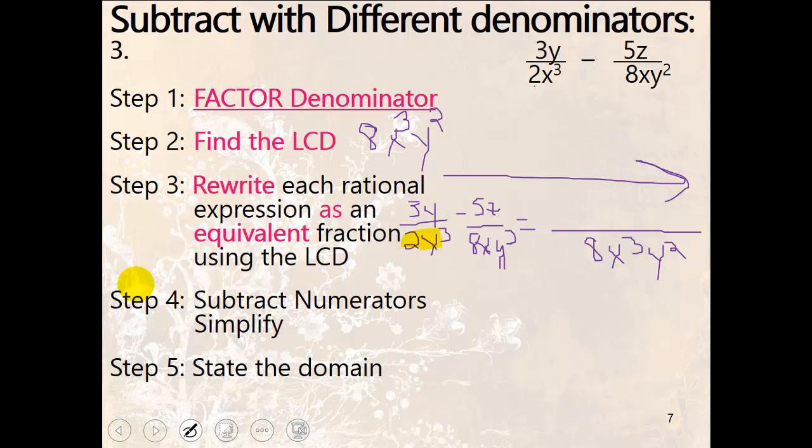So I have my 3y, that's in my numerator already. And then I'm going to have 2 times what is 8? 4. And then I have an x cubed and an x cubed. I don't need any more x cubes. I don't have any y's over here, so I need y squared.